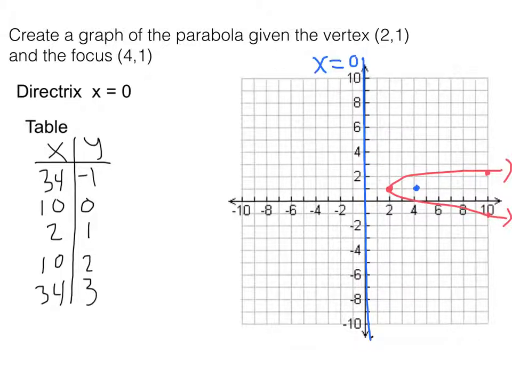Don't forget to label your critical points. So the vertex is 2, 1. The focus is 4, 1. And I already labeled my directrix. So there's a complete graph of the parabola when we were given the vertex and the focus.